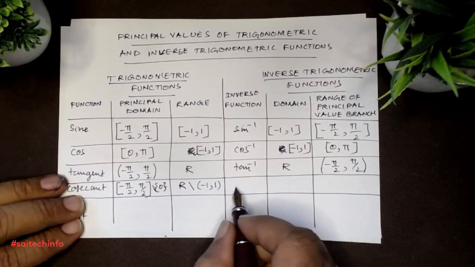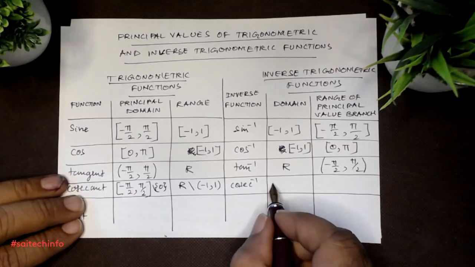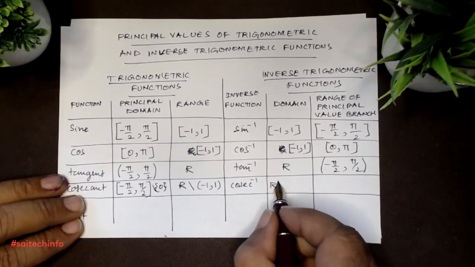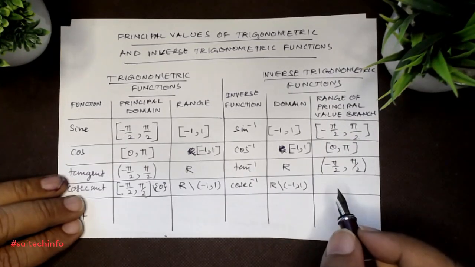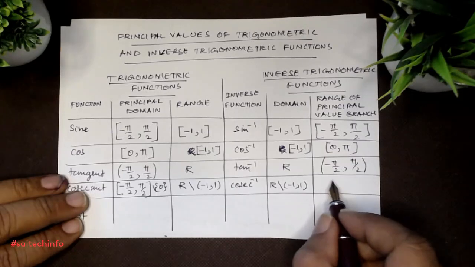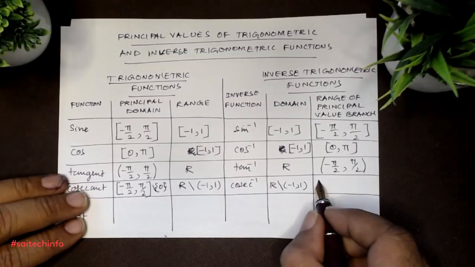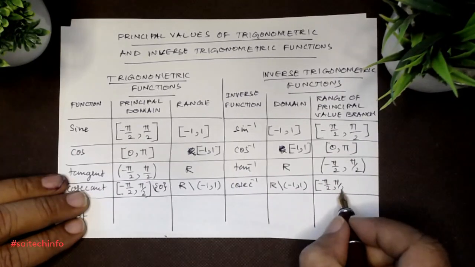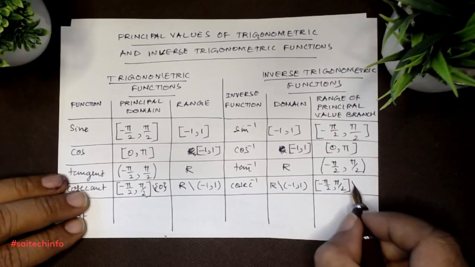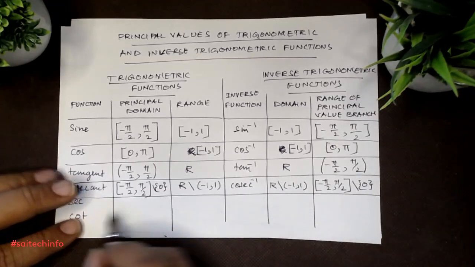And for cosecant inverse, it is just the reverse, that is real number excluding the open interval -1 to 1. And here the range of principal value branch of cosecant inverse is minus pi by 2 comma pi by 2 excluding 0. Okay.